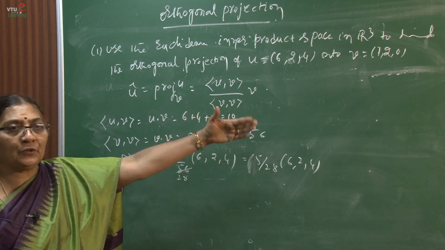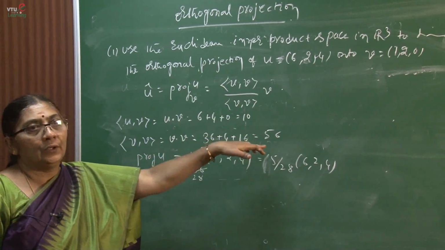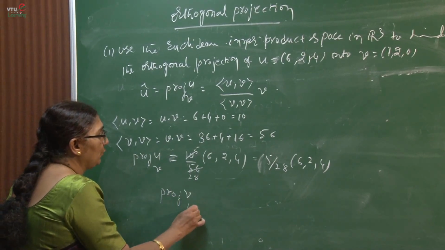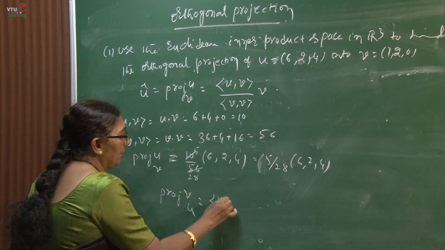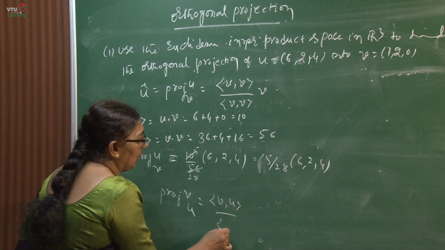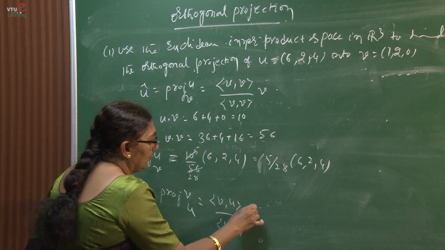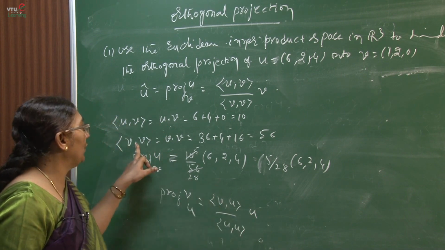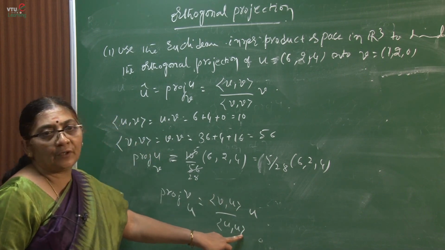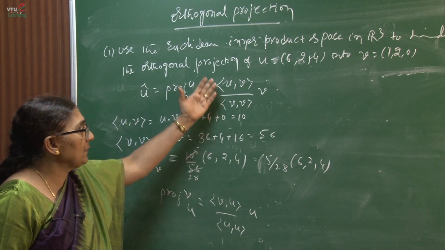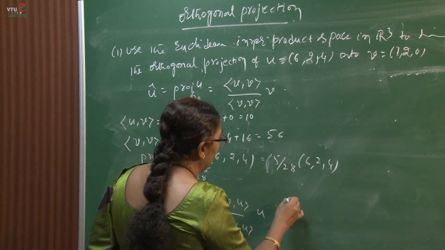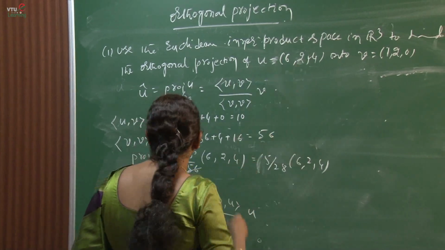Similarly, try the projection of v onto u. I will leave that part to you. Proj of v onto u is nothing but the inner product of v comma u divided by the inner product of u comma u, into u. Do it in a similar way. You already know v comma u. Only find the inner product of u comma u. Then it is very easy: 6 square plus 2 square.